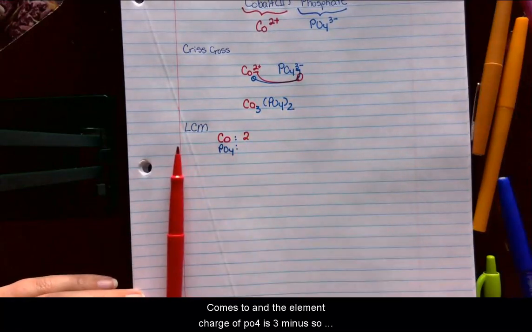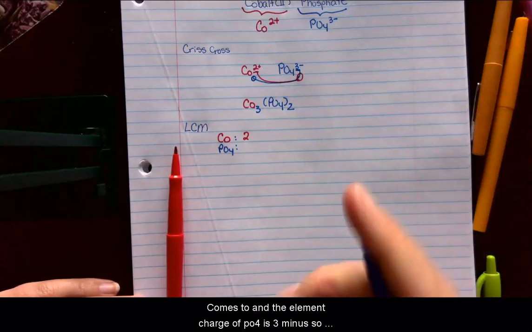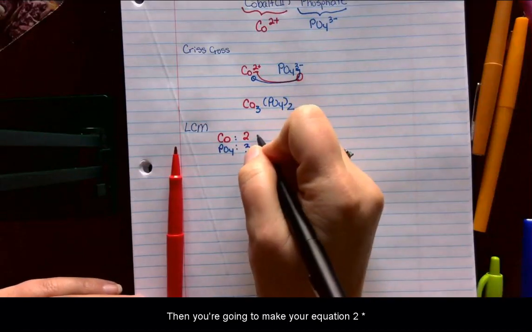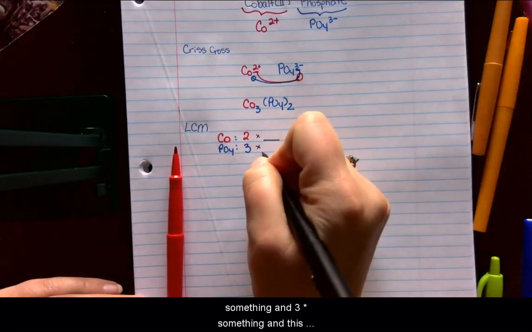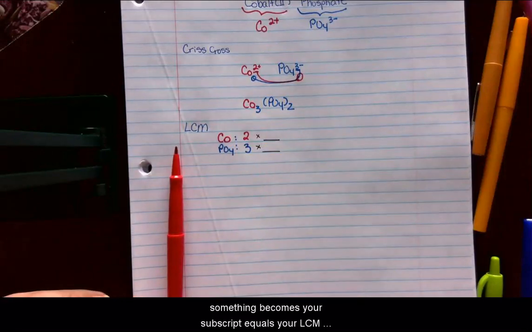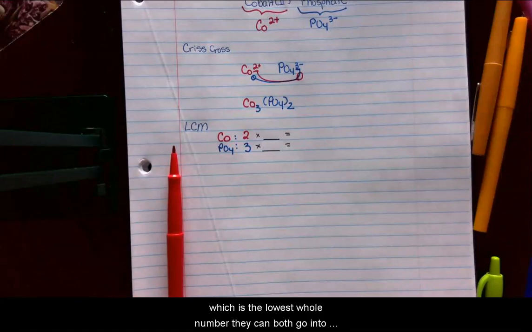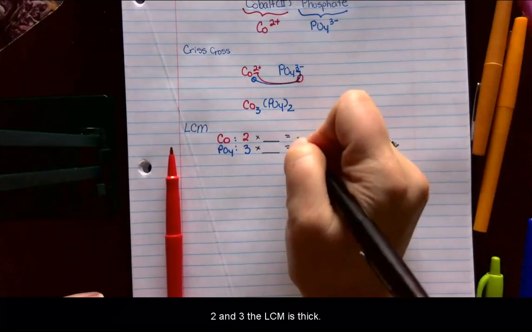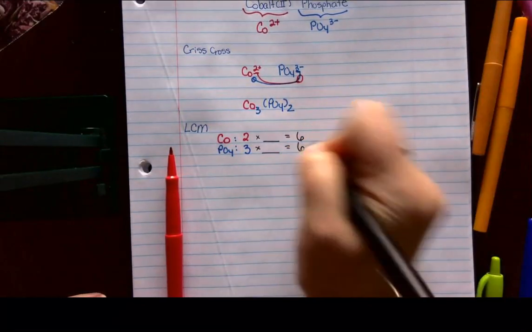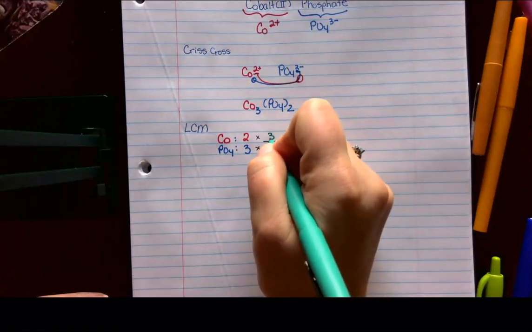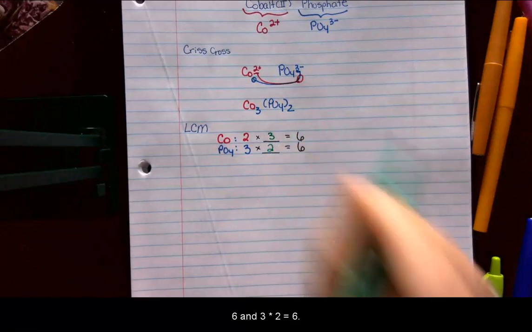This becomes 2, and the element charge of PO₄ is 3 minus, so the number that is distributed with that is 3. Then you're going to make your equation 2 times something and 3 times something, and this something becomes your subscript equals your LCM, which is the lowest whole number they can both go into and remain whole numbers. Between 2 and 3, the LCM is 6. So then the subscript is whichever makes this number true. So 2 times 3 equals 6, and 3 times 2 equals 6.